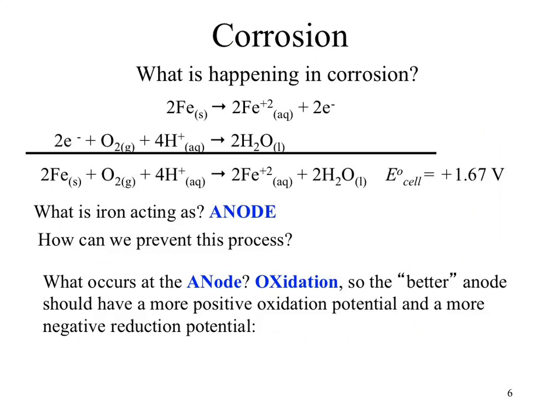So what we want to do is come up with something else to prevent that exposure. So we could try and do paint. What we're going to do is do something a little bit more interesting. What we're going to do is put another material there. That material will react preferentially over iron. So if it reacts instead of iron, what happens to the iron?